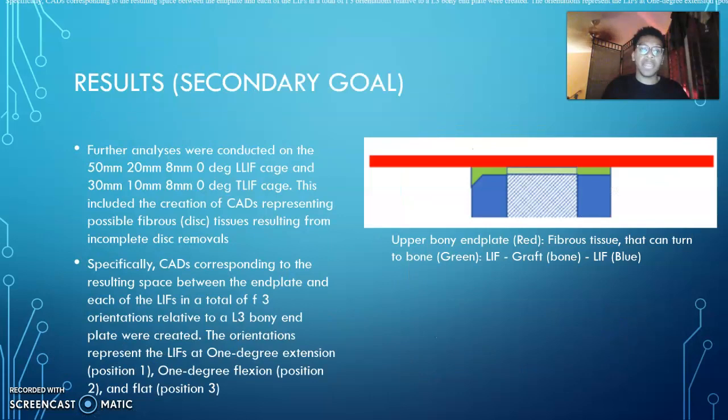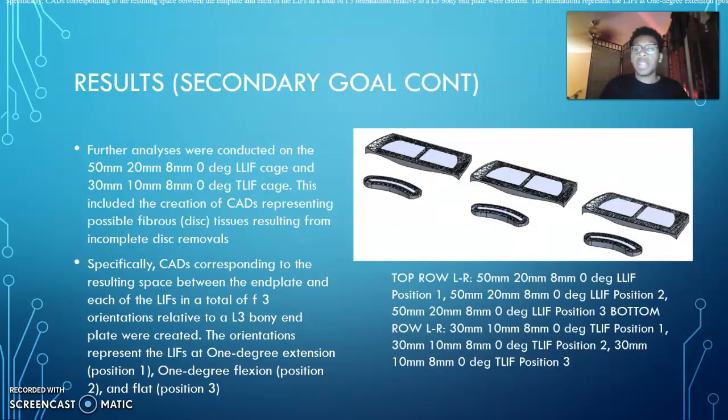And then the result for the secondary goal was taking an L-LIF and a T-LIF and adjusting them at 1 degree anterior, posterior, and flat, and creating fibrous tissues at those different positions. This was done as fibrous tissue would be present under each LIF cage as they were inserted into the spine, and it was for more accurate simulation of how these LIF cages would react as the spine got different stress loads.